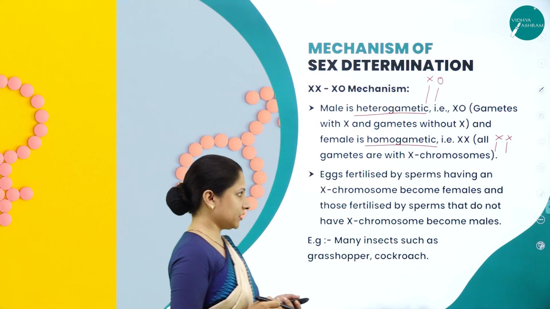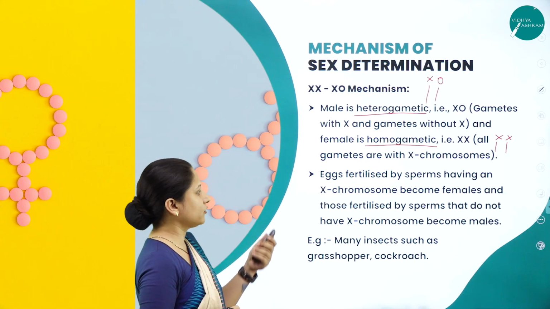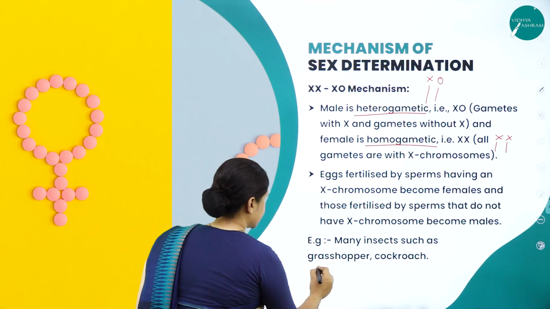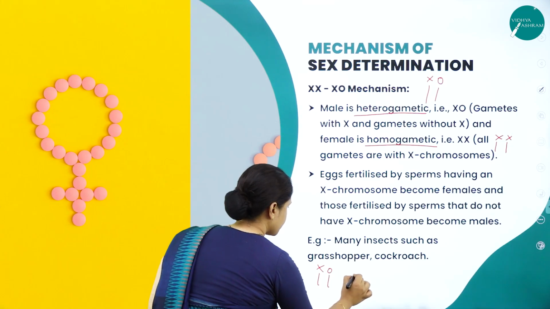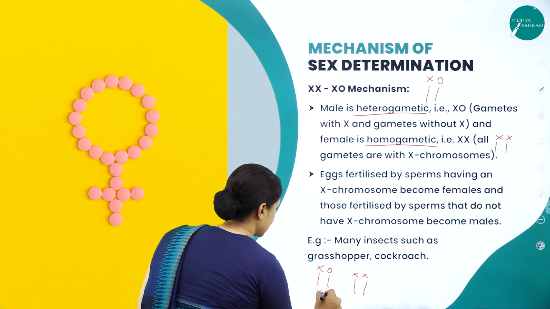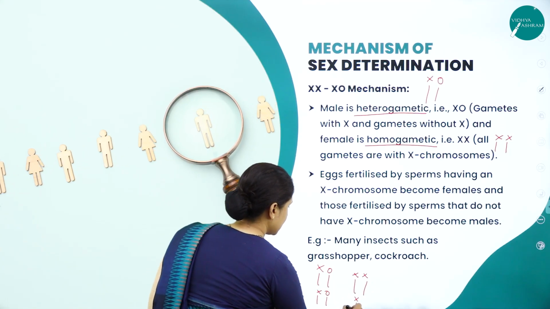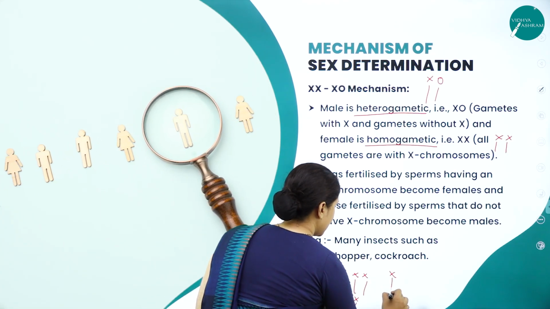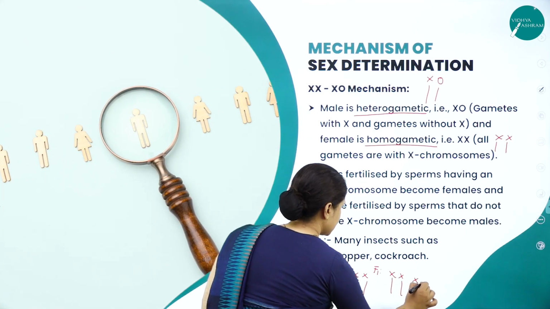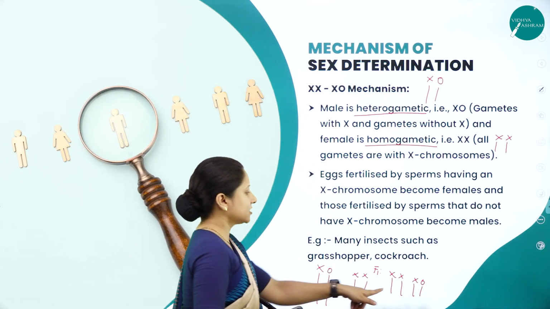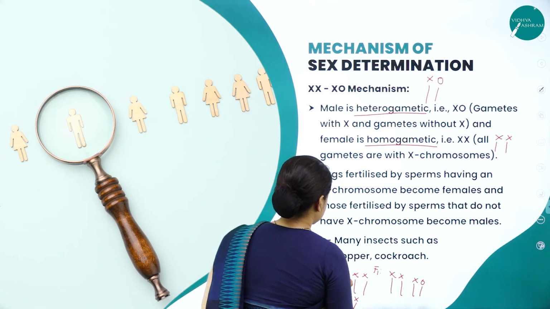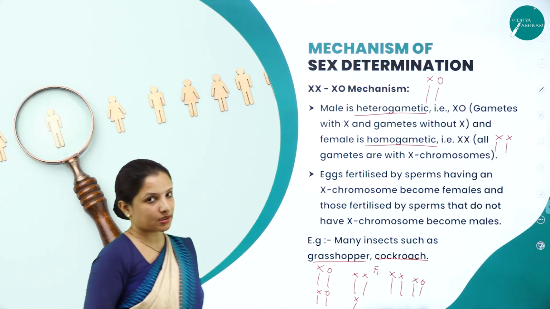Now, eggs fertilized by sperms having an X chromosome become female, and those fertilized by sperms that do not have an X chromosome become male. Same thing here. I'll do the crossing of XO and XX. Now, what are the gametes here? X and O are the gametes, and here X is the gamete. Now, when crossing, what happens? In the F1 generation, we will get XX and XO. So, this will become the female, this will become the male progeny. That is how in insects such as grasshopper and cockroach, sex determination is done.